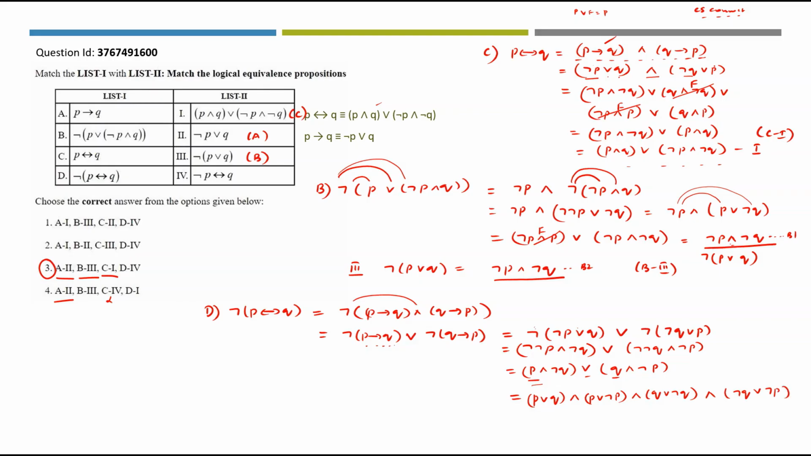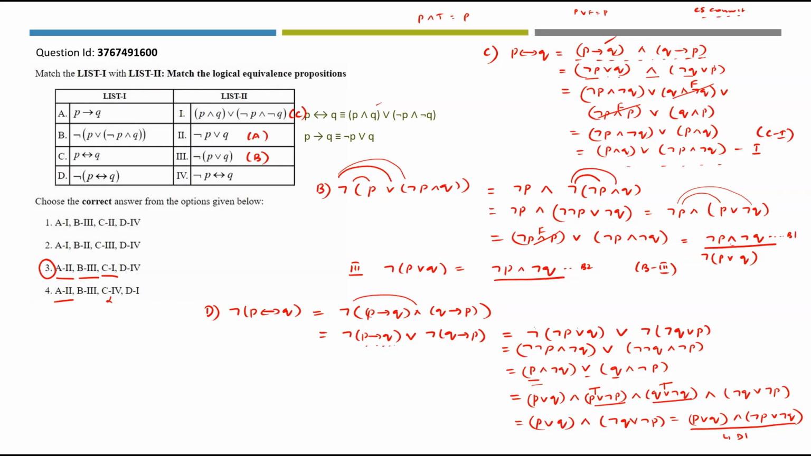So what is P or not P? This will give you true. Q or not Q will give you true. P and true will give you P. Taking this into consideration, we are not worried about this true in conjunction, similar to false in disjunction. We will go with P or Q and negation of Q or negation of P. This can be otherwise written as P or Q and negation of P or negation of Q. So this can be taken as D1.